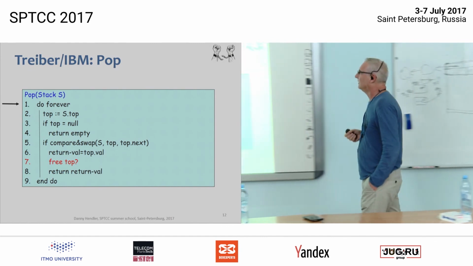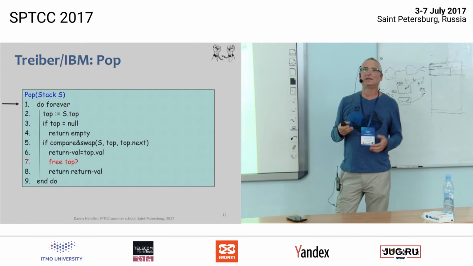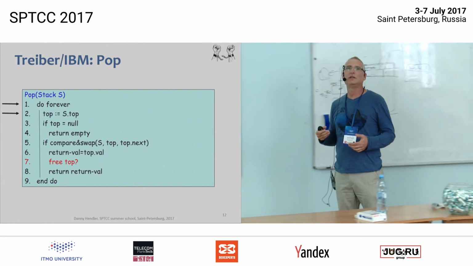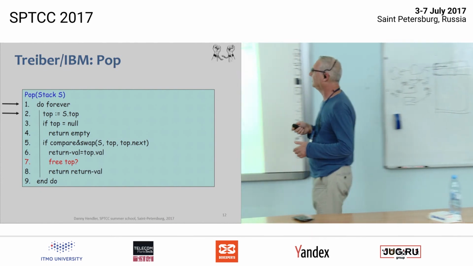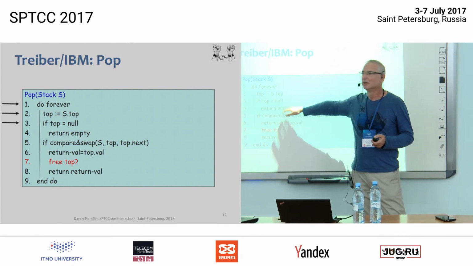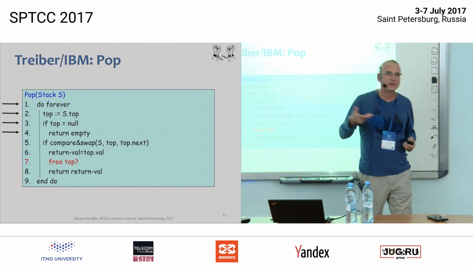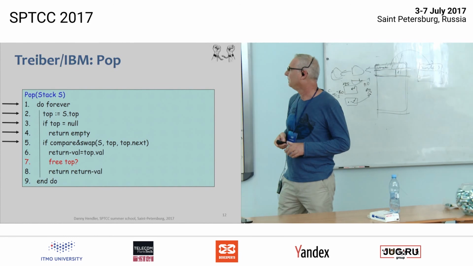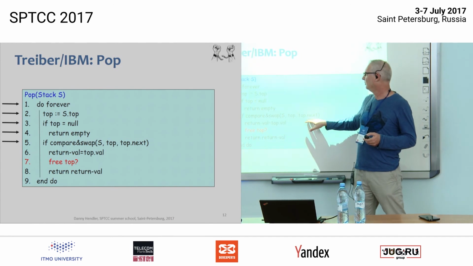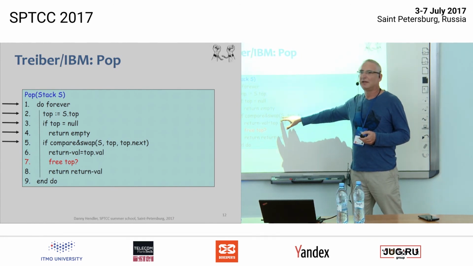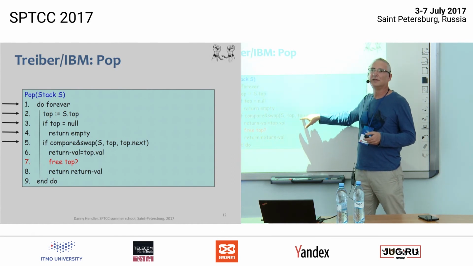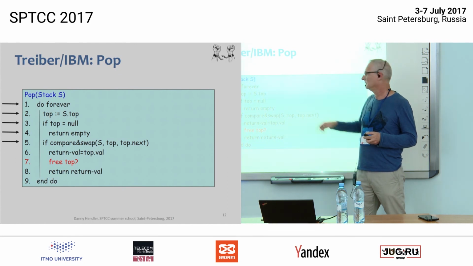So returning to the pop operation, it proceeds in an infinite loop, where in every iteration, the thread first reads the current value of the top pointer. If the top is null, then the stack is empty. So the pop operation returns an empty indication in such a case. Otherwise, as we saw in the previous slide, the thread attempts to perform a compare and swap that will atomically change the value of the top index from its current value to the value of the next node. So this is top.next. Okay?